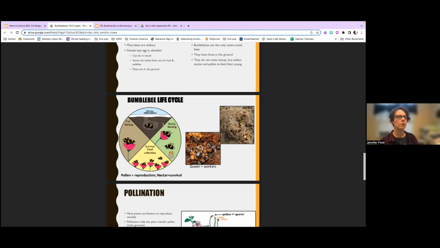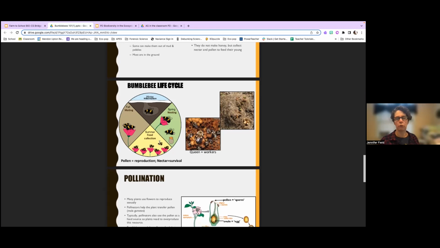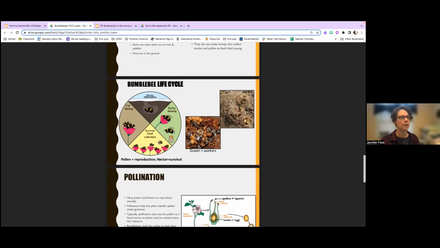Here's a nice image of the life cycle. As I was saying, it's only the queen that survives the winter. All the other bees die off. And whereas bumblebees live in hives, they don't have that typical hexagonal hive structure that everyone associates with bees. They make these tiny little round pots, and they live underground. So there are some differences there.